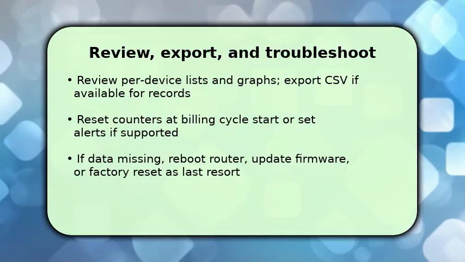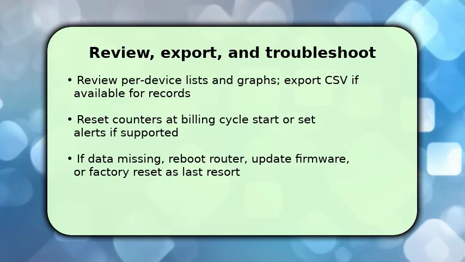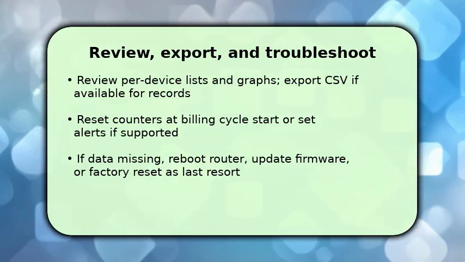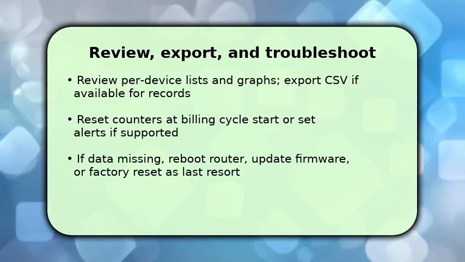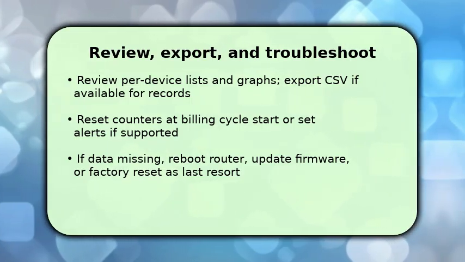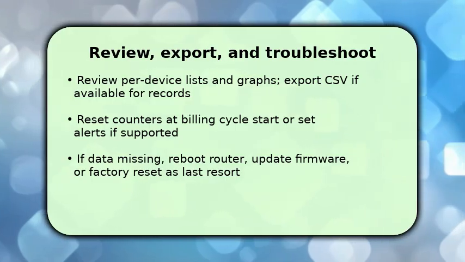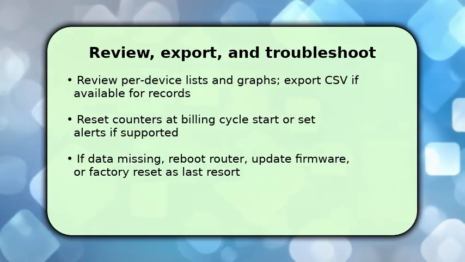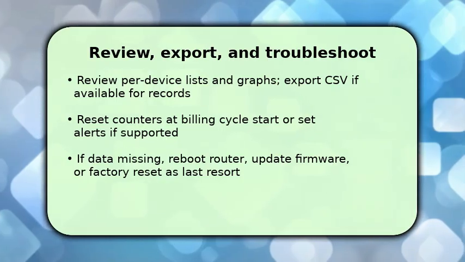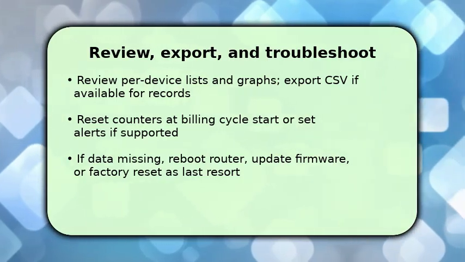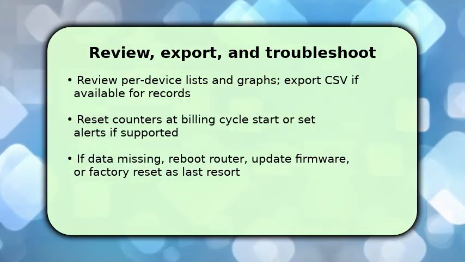After monitoring starts, review the per-device breakdown and graphs to identify heavy users, export CSV, or take screenshots for billing records. Once you understand patterns, reset counters at the start of your billing cycle or configure usage alerts when supported. This keeps tracking accurate. If statistics aren't appearing, reboot the router, check firmware updates, and retry.